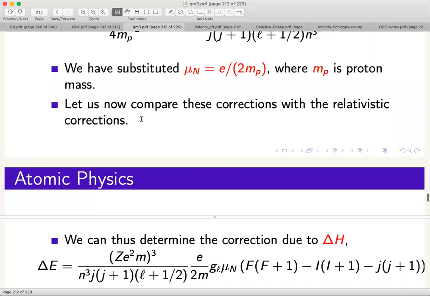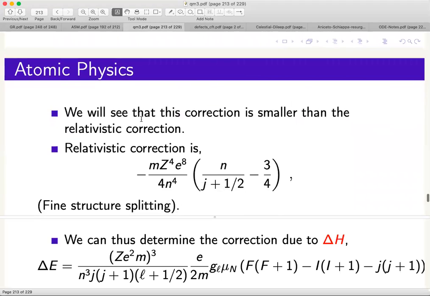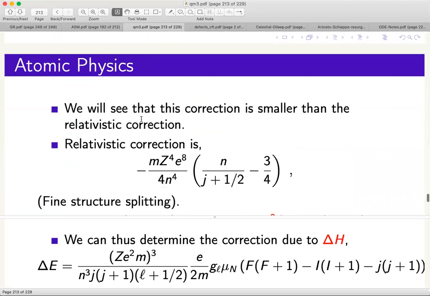Now, one can of course compute the relativistic corrections, and the relativistic correction is something we had looked at, which is what we call fine structure splitting, and that quantity is this. Okay, and this quantity again contains a Z to the 4, e to the 8, upon m upon n to the 4 kind of factor, and that is multiplied by this thing.